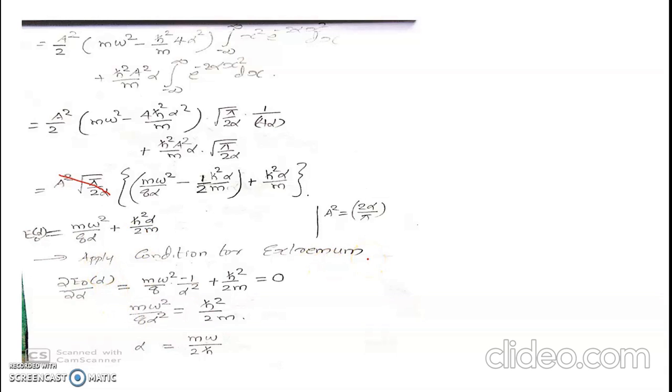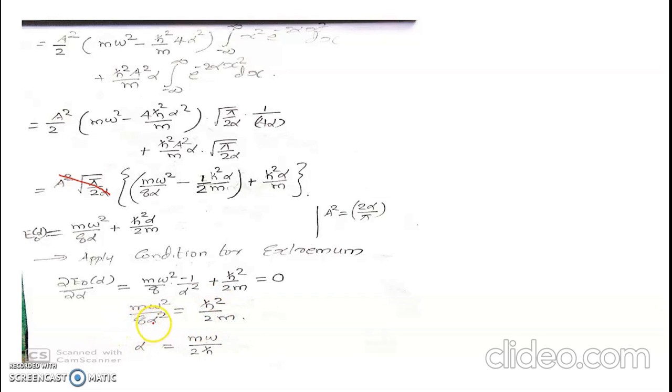Or I must rather tell you, minimization. For maxima or minima, the mathematical condition is that the derivative of this quantity with respect to the independent variable alpha should vanish. Then the derivative of this one is m omega square by 8 into the derivative of 1 by alpha, minus 1 by alpha square, plus h bar square by 2m into the derivative of alpha with respect to alpha, which is 1. That's equal to 0. Take this negative term to the right side. Make it say m omega square by 8 alpha square equal to h bar square by 2m. Now 8 and 2 will be vanishing to make it say 4.